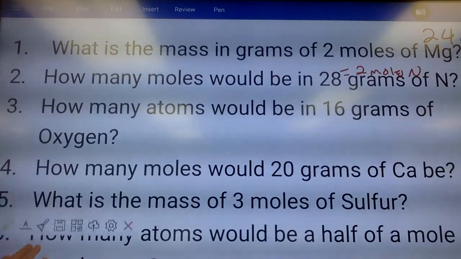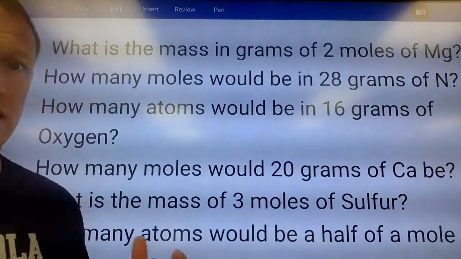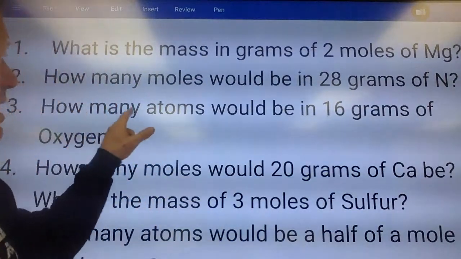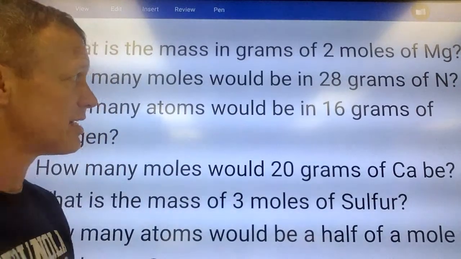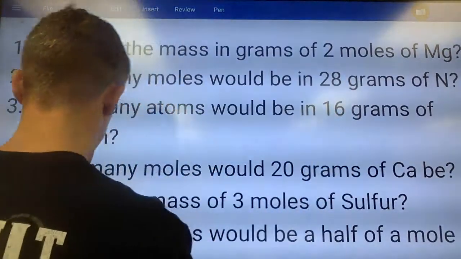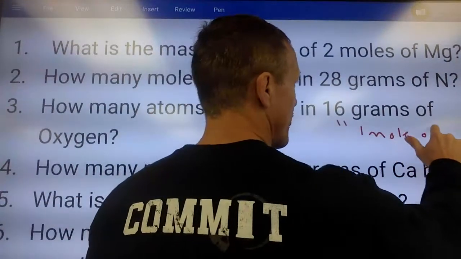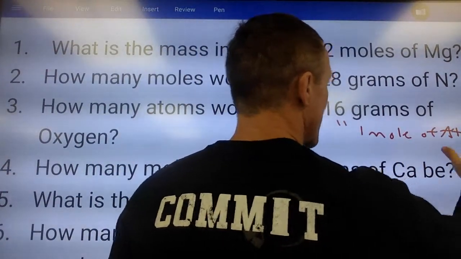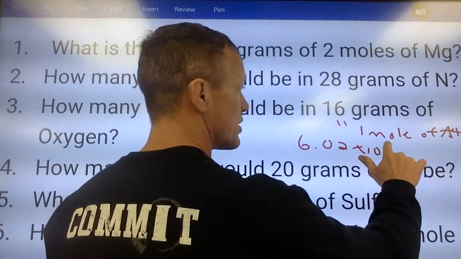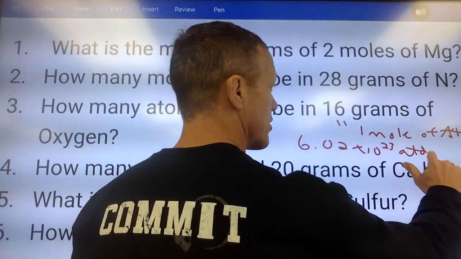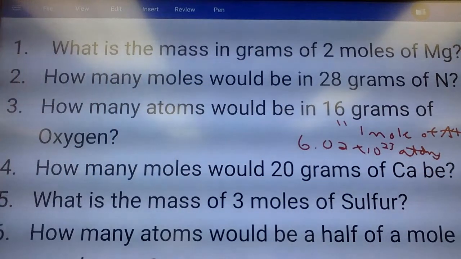Number 3, how many atoms? Whenever I ask you a number of atoms, your answer is going to be huge. It's going to be times 10 to a power. How many atoms would be in 16 grams of oxygen? If you look in the periodic table, oxygen's mass is 16 grams. So this number, 16 grams, is 1 mole of atoms. If I ask you the actual number, then 1 mole of atoms would be 6.02 times 10 to the 23rd atoms. So if you have 16 grams of oxygen, it's exactly 6.02 times 10 to the 23rd atoms.